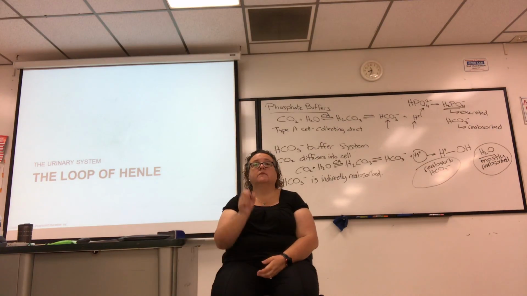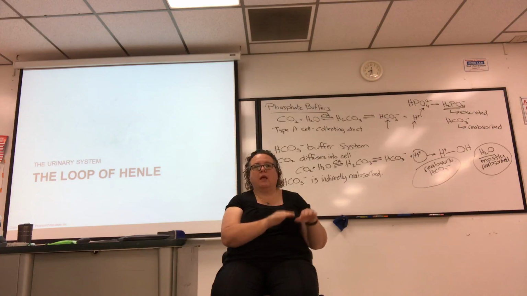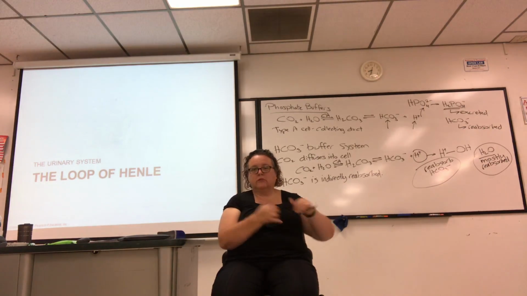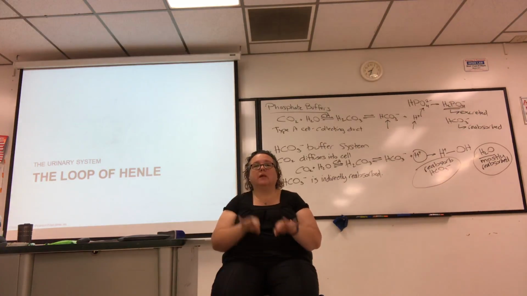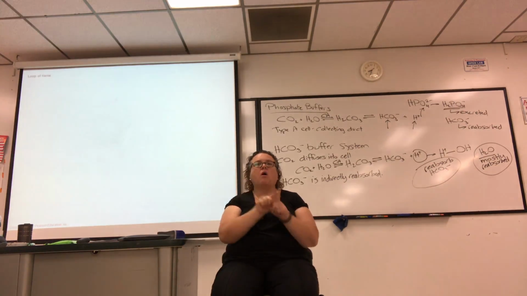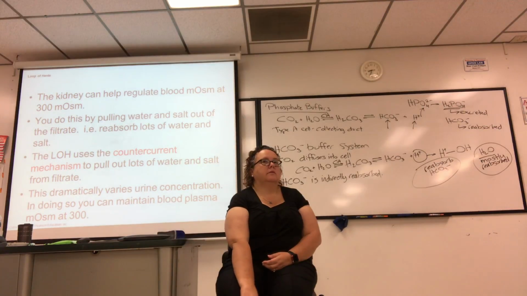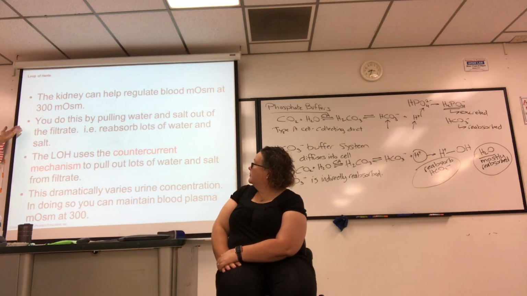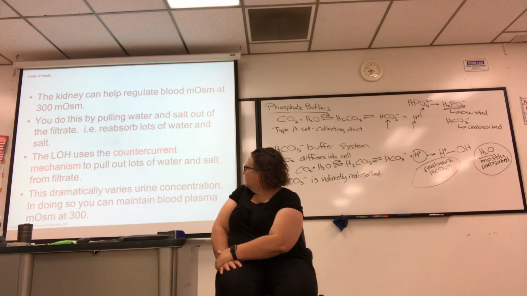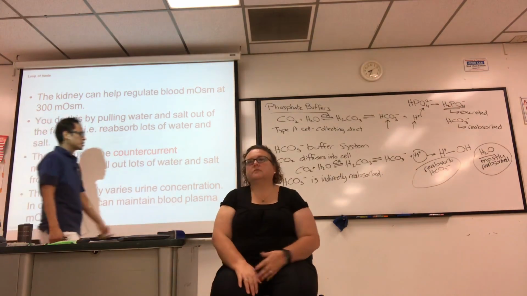All right, so I'm going to shift gears from acid-base balance. We talked about PCT and renal corpuscle already. The next part of the nephron that needs more details to be explained is the loop of Henle, also called nephron loop. Kidney can help regulate blood osmolarity at 300 milliosmolarity. You do it by pulling water and salt out of the filtrate. Okay? So the loop of Henle, its role in this, it uses a countercurrent mechanism to pull lots of water and salt from the filtrate. This dramatically varies urine concentration. In doing so, you can maintain blood osmolarity at 300. So I guess 300 is kind of the number in the middle.